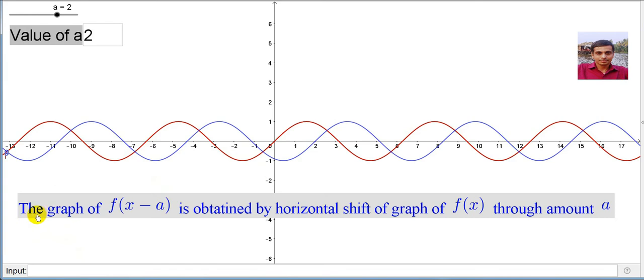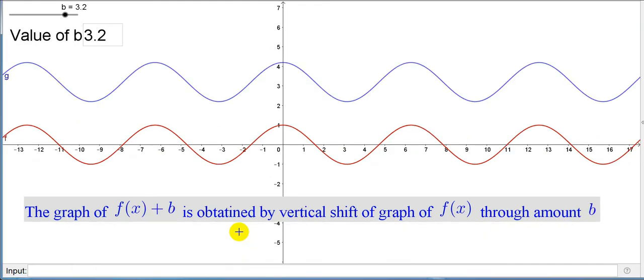Remember, the graph of f of x minus a is obtained by horizontal shift of the graph of f(x) through amount a. Let us proceed to the next relation. The next relation is between the graph of f of x plus b and the graph of f(x). By knowing the graph of f(x), we can obtain the graph of f of x plus b. How to obtain the graph of f of x plus b? By knowing the graph of f(x), we simply have to vertically shift the graph of f(x) through amount b.